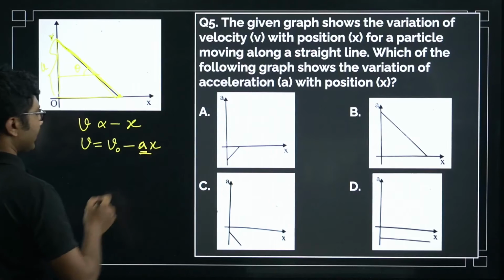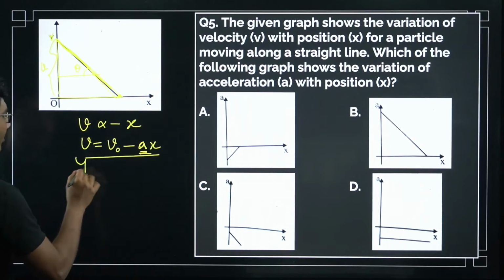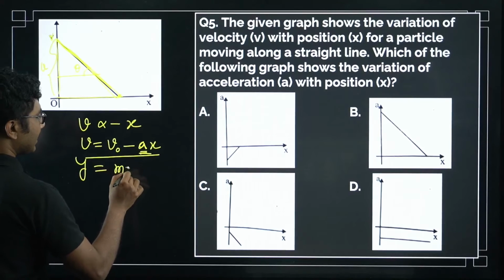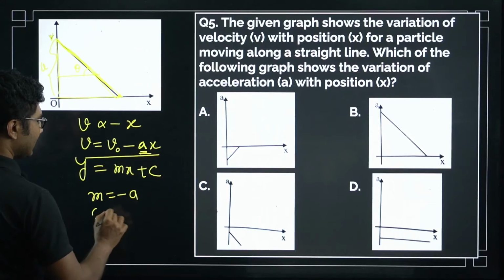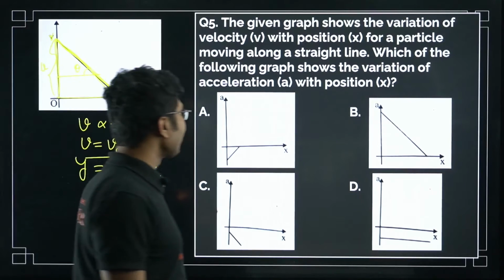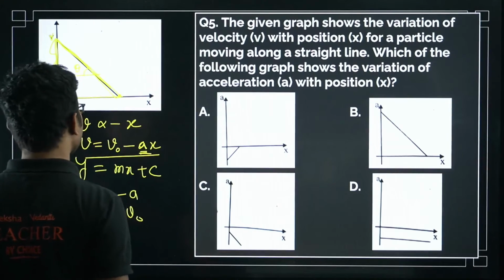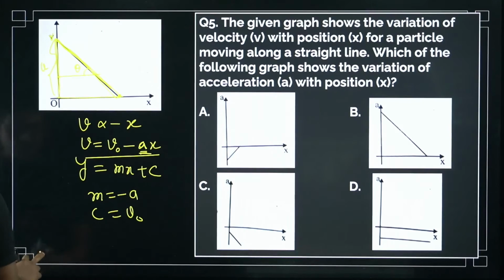That is the meaning of it. So basically this graph represents y equals mx plus c, but here m is minus a and c is v naught, that is the starting position, right? Now what we have to find is the relationship between acceleration and x, okay.